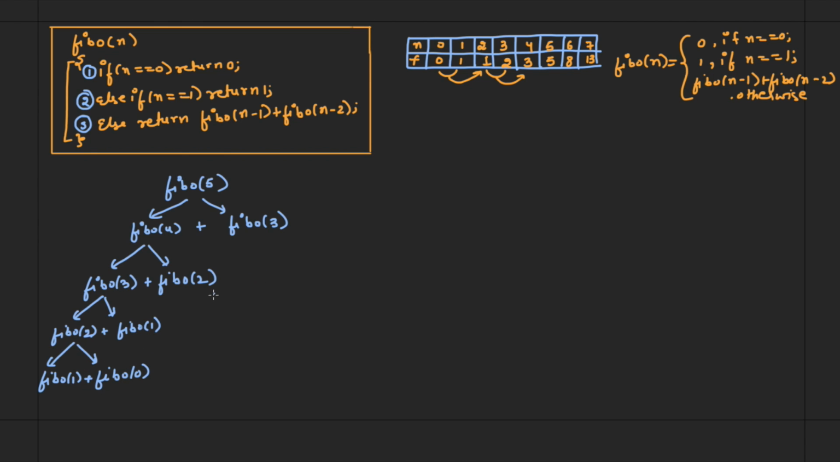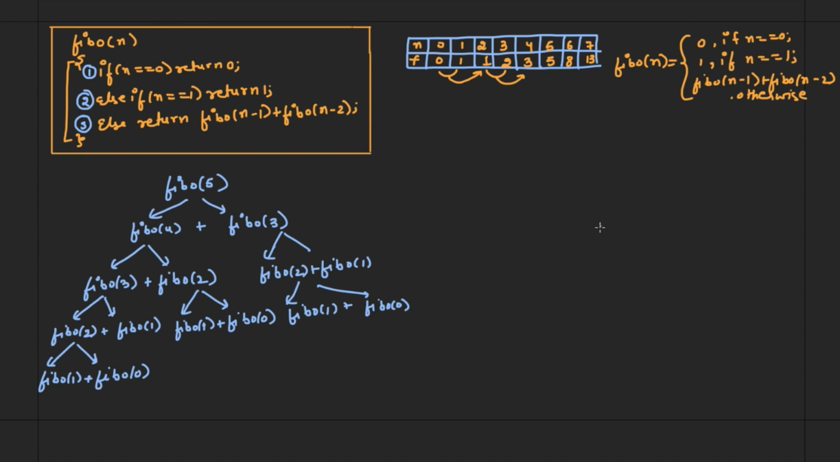In the same way, if you find the Fibonacci of this number 2, then this is Fibonacci of 1 plus Fibonacci of 0. And this is Fibonacci of 3. So Fibonacci of 3 can be found out like this: it is Fibonacci of 2 plus Fibonacci of 1, and Fibonacci of 2 is Fibonacci of 1 plus Fibonacci of 0.